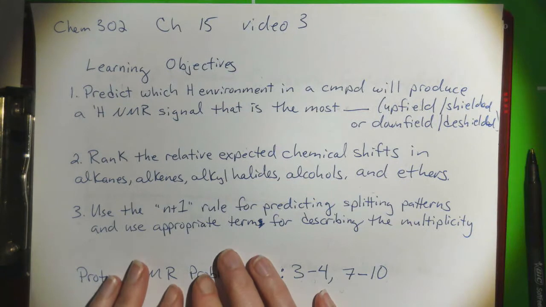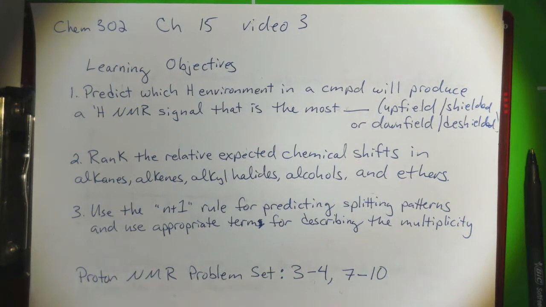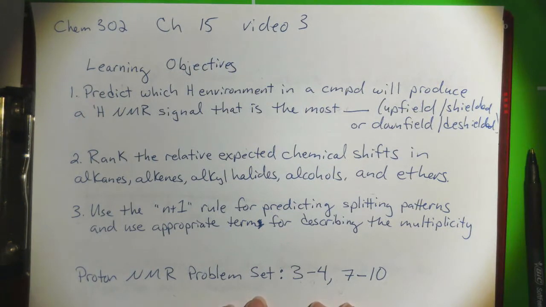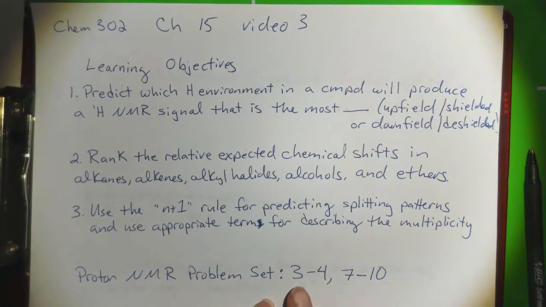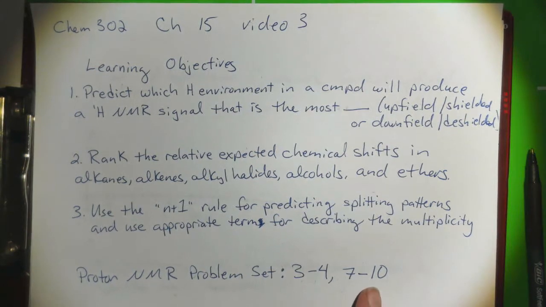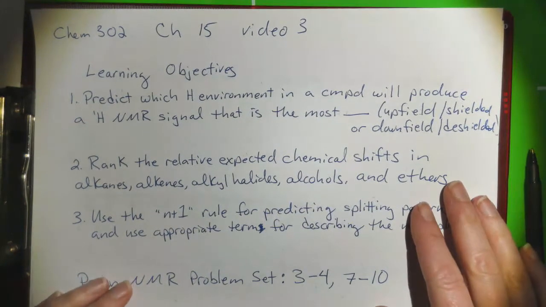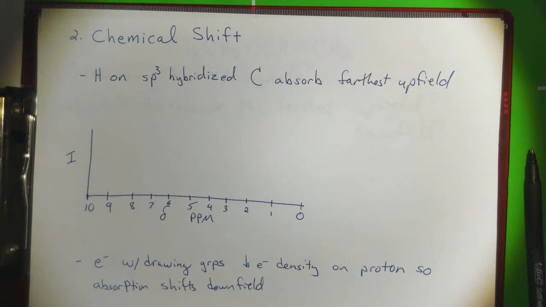And then lastly, you should be able to use the N+1 rule for predicting splitting patterns and using the appropriate term for describing a specific type of multiplicity. The problem set problems from the proton NMR problem set that you should be able to do include these, and I apologize if after video 2 you weren't able to do numbers 3 and 4 just yet. That was my mistake. So by the end of this video, you should be able to do those as well as these. So let's go ahead and get started talking about chemical shift and chemical shift values.